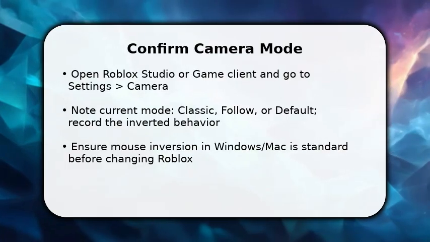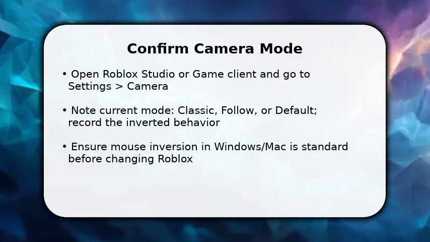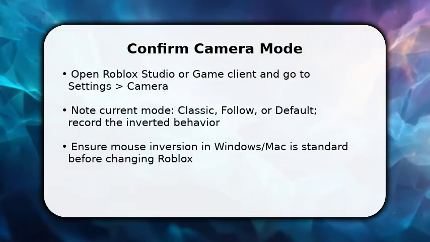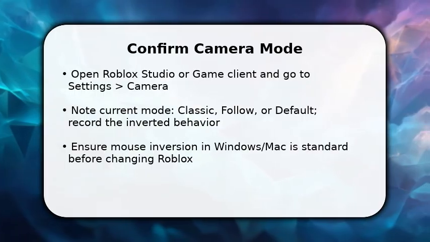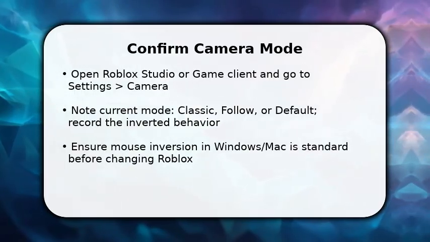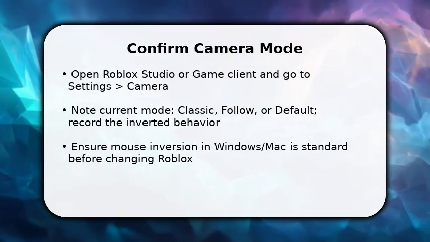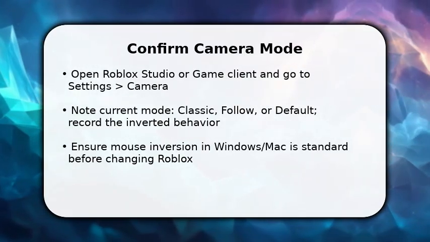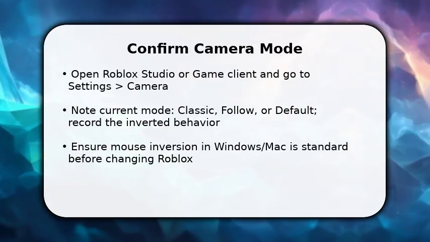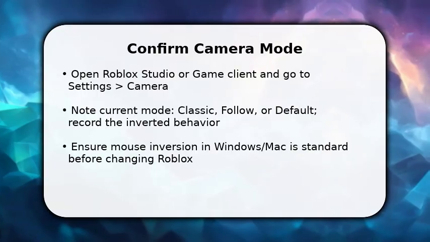You're starting by verifying where the inversion comes from, Roblox or your system. Open Roblox's settings and locate camera options. You'll see modes like Classic or Follow. Switch to a neutral mode such as Default to test. If inversion persists, quickly check your OS mouse settings to ensure no system-level invert is active.